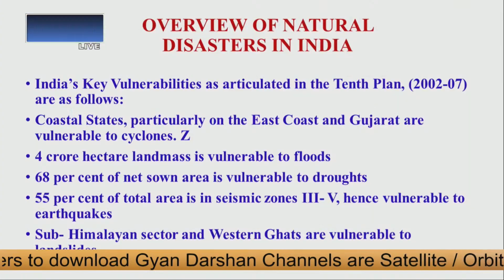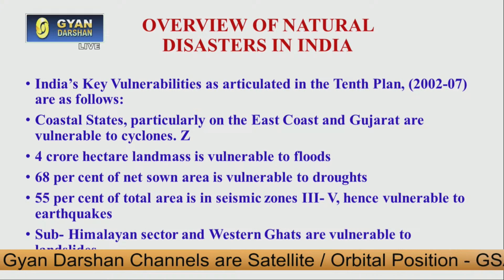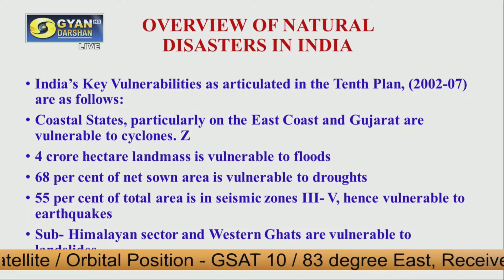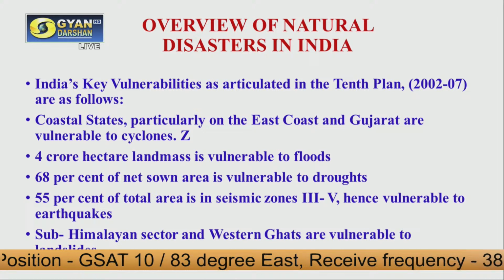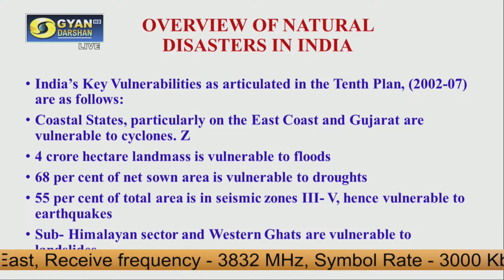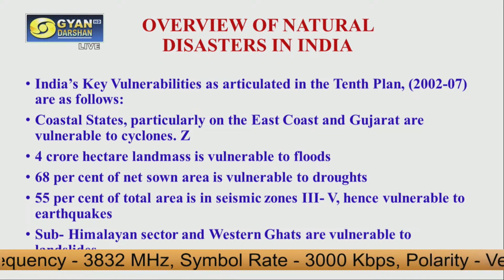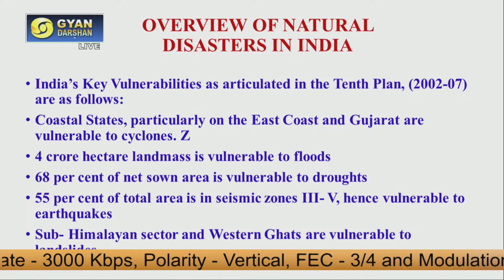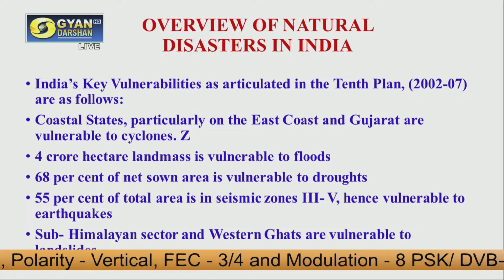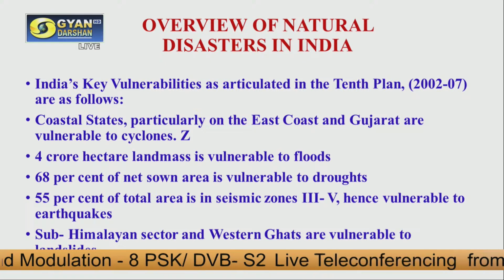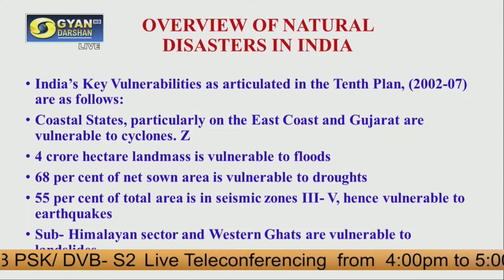Now let us see the overview of natural disasters in India. India's key vulnerabilities, as articulated in the 10th plan, which was in 2002-2007, though this data is a little old. But as per this 10th plan, the coastal states, particularly the East Coast and Gujarat, are vulnerable to cyclones. Means cyclonic disasters can affect our East Coast and Gujarat.